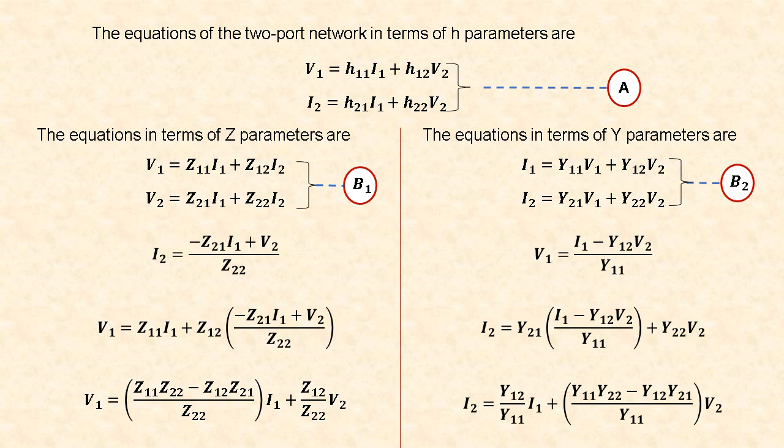Similarly, we can write the network equations in terms of Y parameters. Here we have to find V1 from the I1 equation and substitute this value of V1 in the I2 equation, so that we will get I2 in terms of I1 and V2.